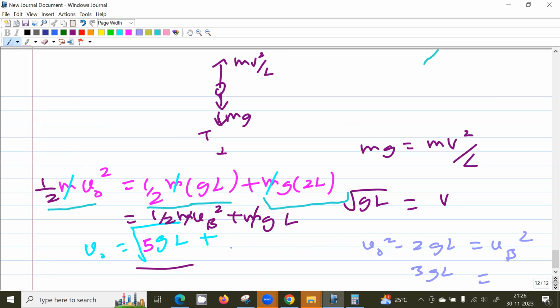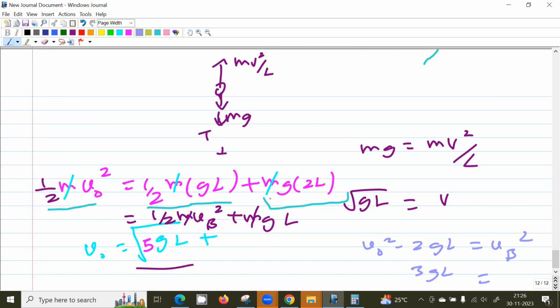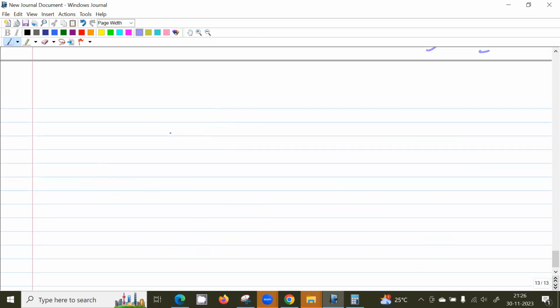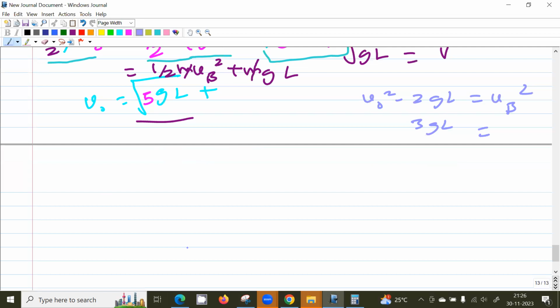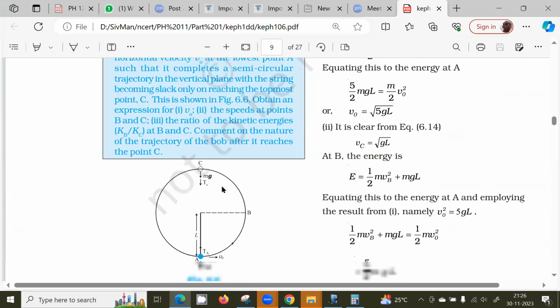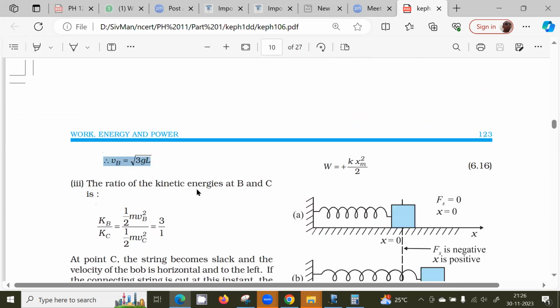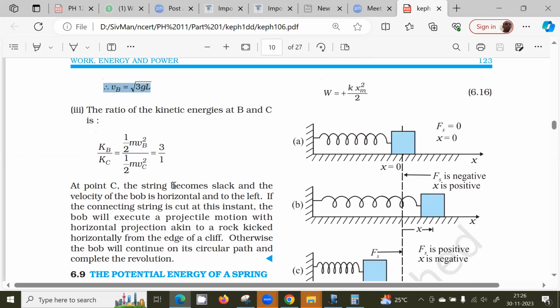Yes, sir. And then the last thing is the ratio of the kinetic energies at B and C. Half m VB square by half m VC square. So it's basically VB by VC whole square. VB is root 3, which is 3 by 5. Sorry, you're asking B and C. C is the top. At the topmost point, you said root GL. Here it is root 3 GL. So it's root 3 by 1 square. It will become 3 by 1. Okay.